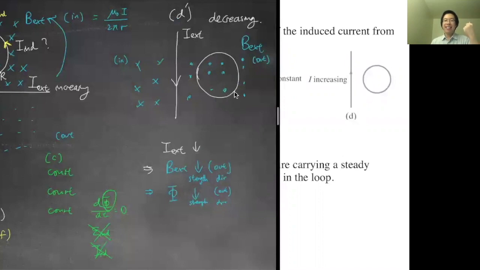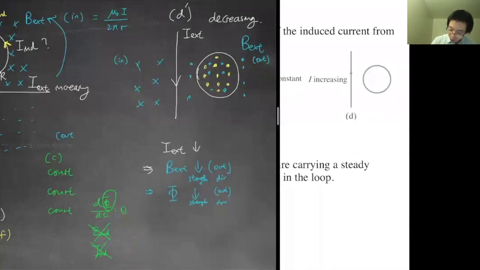So the wire doesn't like it. So what should it do? It should create a B field to increase the strength coming out. Okay. So it must do this because it doesn't like the fact that it's decreasing. Right? It wants to maintain the status quo. Lenz's law is basically about inertia. It wants to stay the same, inertia.